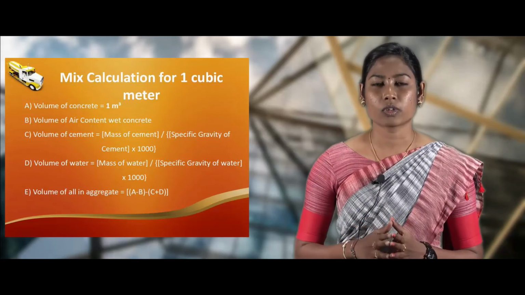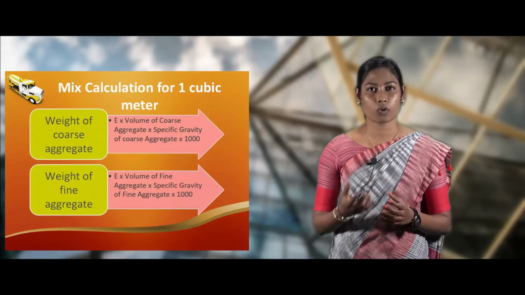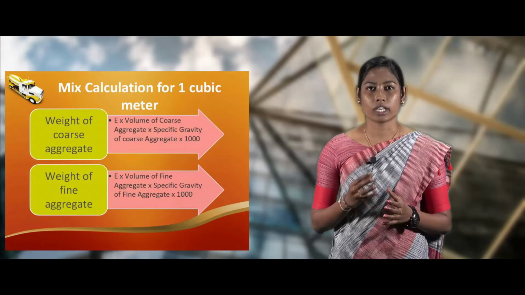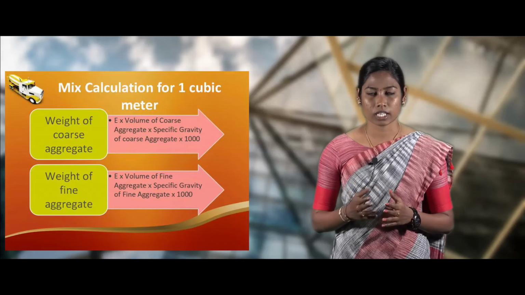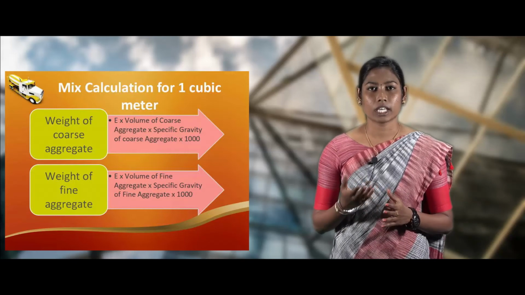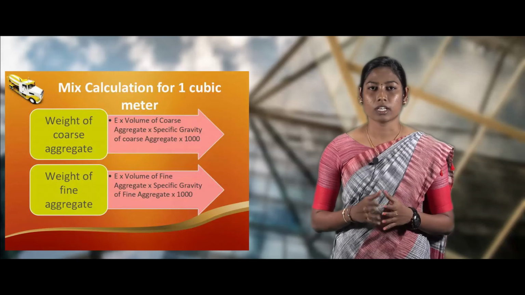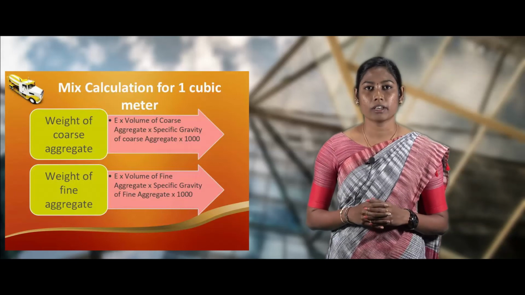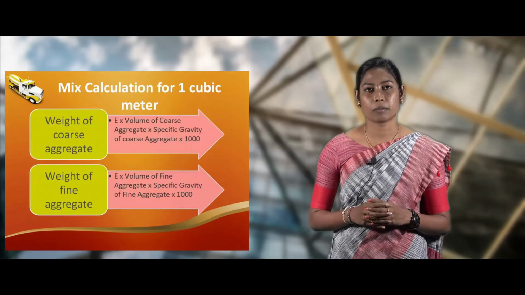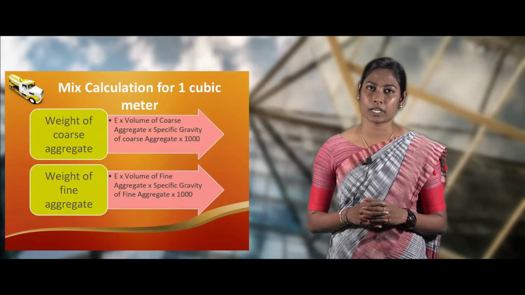From the above values, we can calculate the weight of coarse aggregate, that is volume of all-in aggregate multiplied by specific gravity of coarse aggregate multiplied by coarse aggregate proportion multiplied by 1000. From this, we can calculate the fine aggregate weight, that is volume of all-in aggregate multiplied by fine aggregate proportion multiplied by specific gravity of fine aggregate multiplied by 1000.